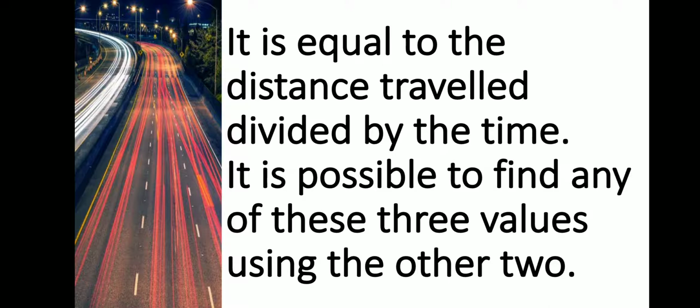Speed is equal to distance traveled divided by the time. This is the formula. It is possible to find any of these three values using the other two values. Means if distance is given and time is given, we can find speed. If other two are given and one we have to find out, then we can find the third value.